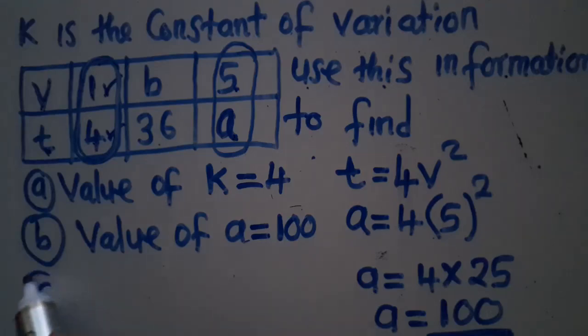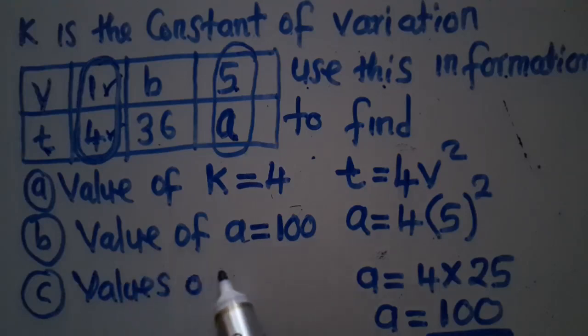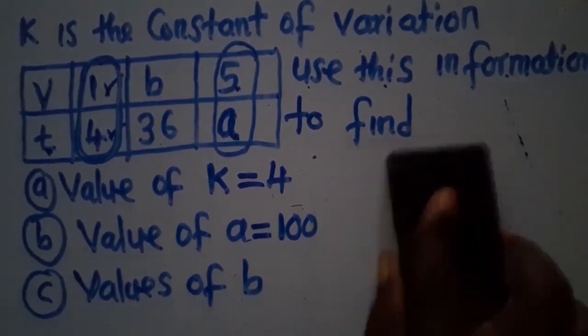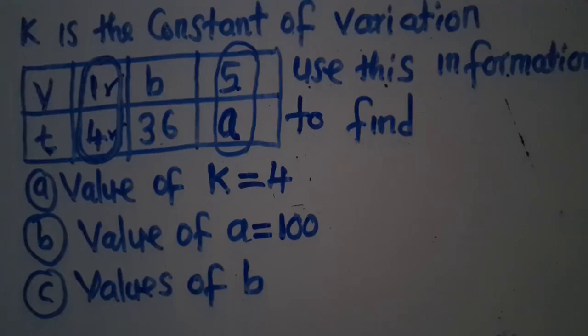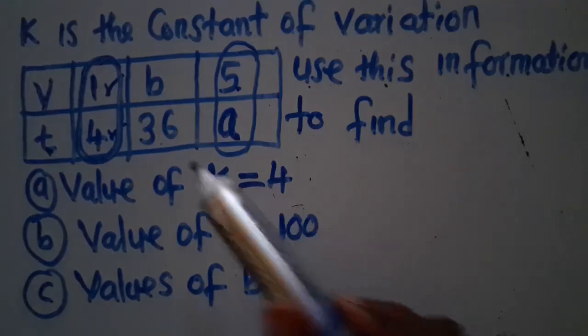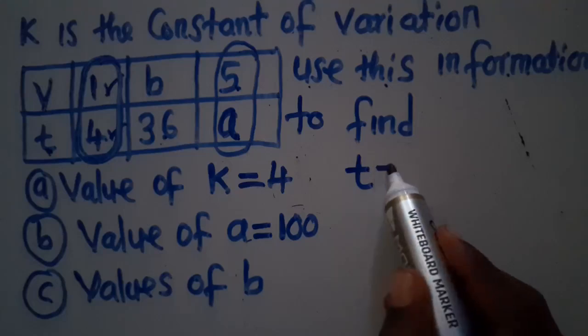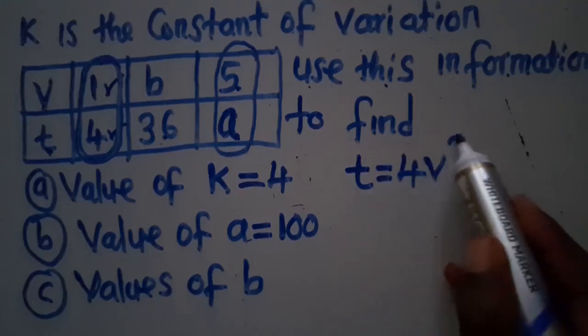So the last question here, C, is telling us to find the values of B. So you can even tell they're telling you to find values of what? B. Before you even answer this question, I can discern that since it says values, the value of B is not 1. Values, meaning these values are 2 or more than 2. So I say, okay, for me to answer this question, where is the B? B is there, and its pair is down there. So I write the equation T is equal to 4V squared.